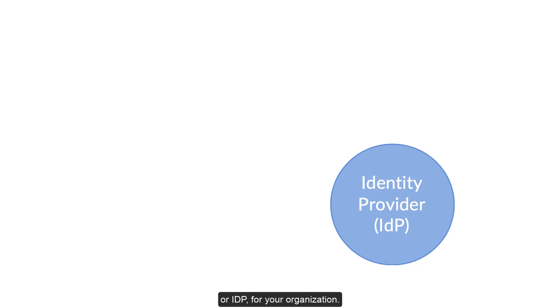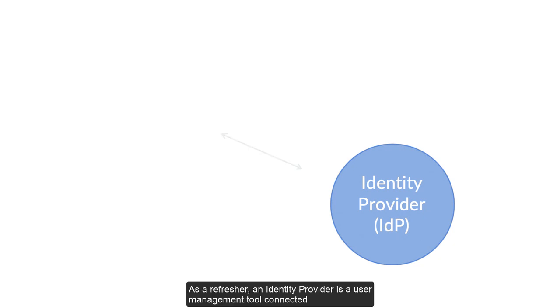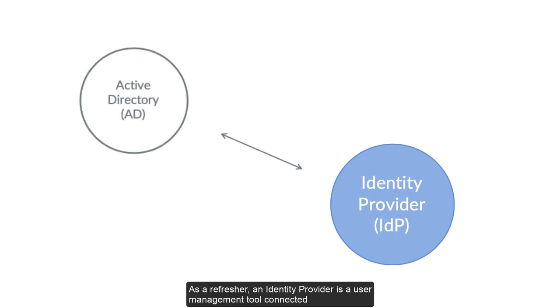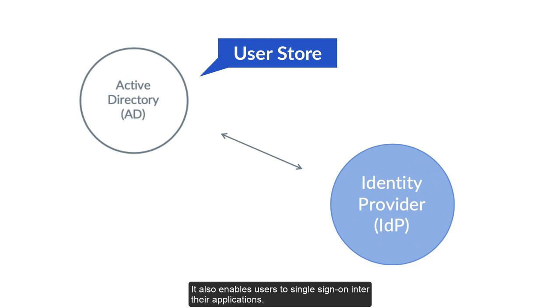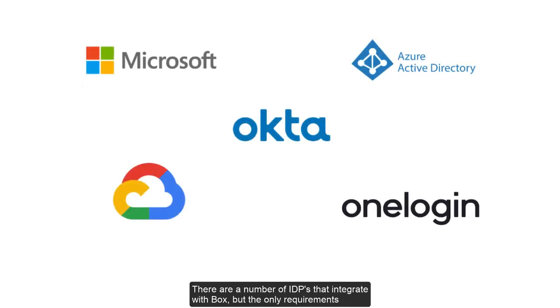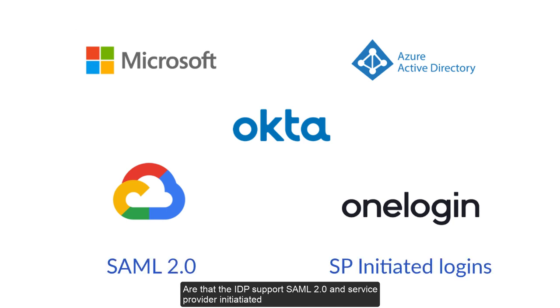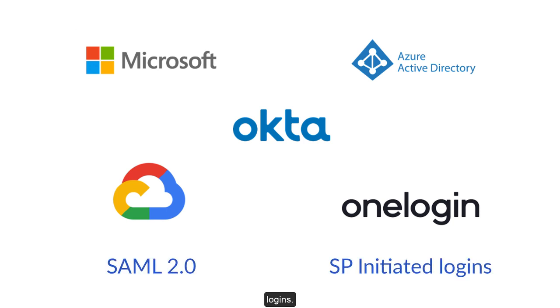The first step for any single sign-on journey is to select an identity provider, or IDP, for your organization. As a refresher, an identity provider is a user management tool connected to the user store. It enables an admin to define access to enterprise applications. It also enables users to single sign-on into their applications. There are a number of IDPs that integrate with Box, but the only requirements are that the IDP supports SAML 2.0 and service provider initiated logins.